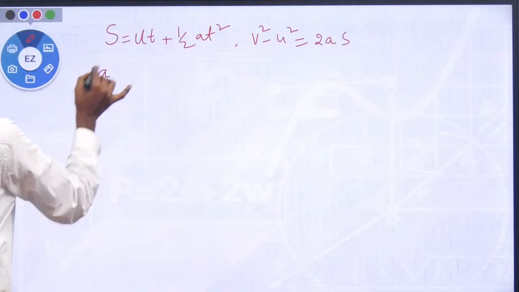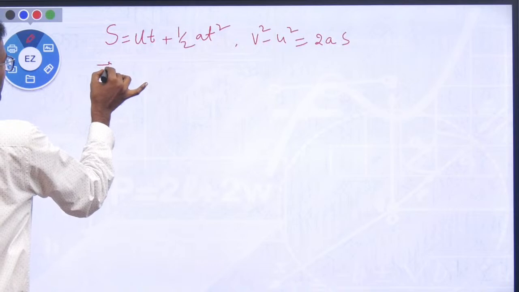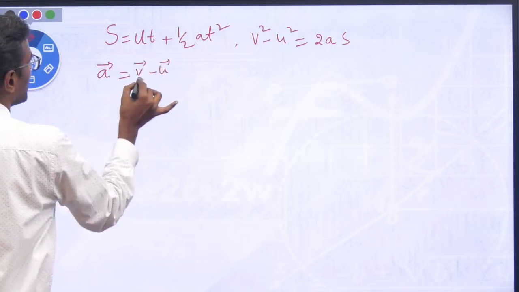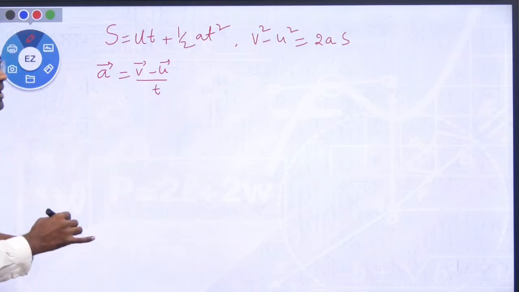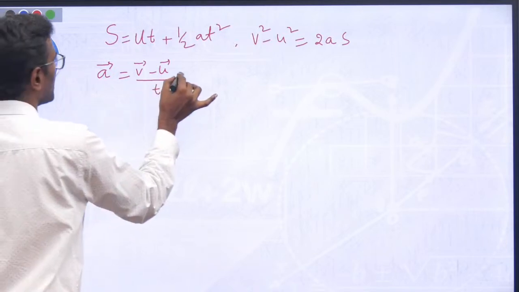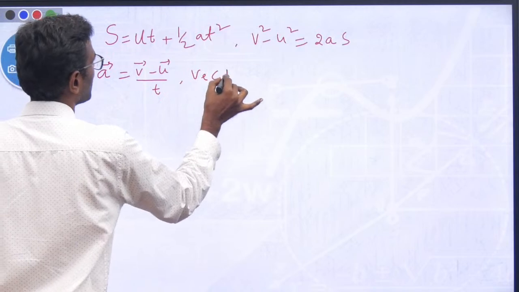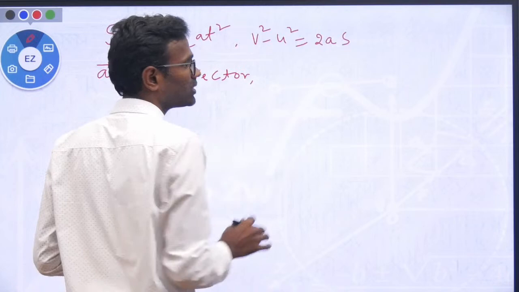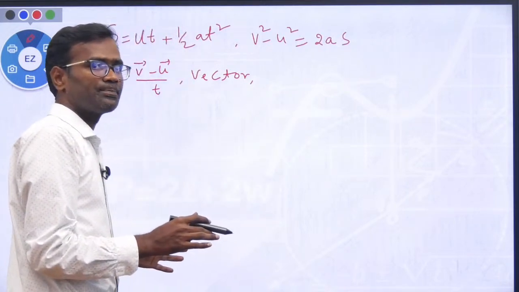And one more important point, acceleration. Acceleration is denoted by a bar. A bar is equal to v bar minus u bar by t, so change in velocity by time. So acceleration is also a vector quantity. Vector quantity means it has both magnitude and direction.